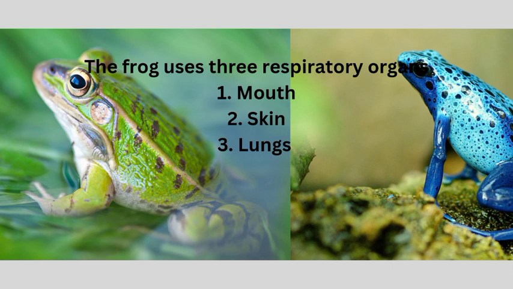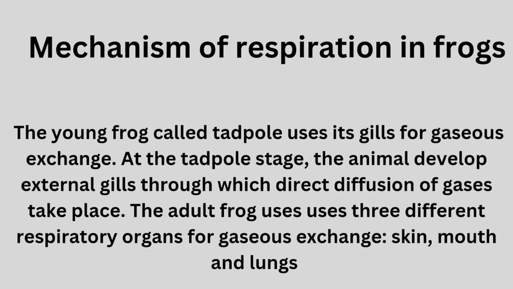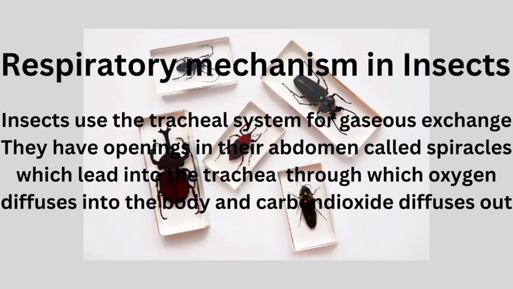Then the frog uses three respiratory organs: the mouth, the skin, and the lungs. Mechanism of respiration in frogs. The young frog, also called the tadpole, uses its gills for gaseous exchange. At the tadpole stage, the animal develops external gills through which direct diffusion of air takes place.